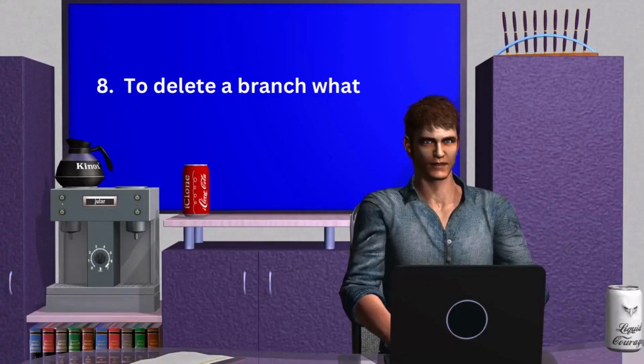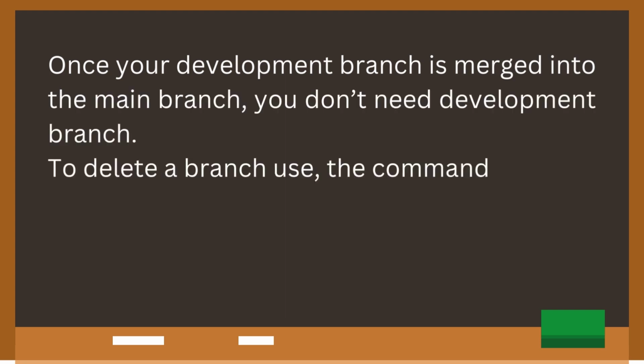8. To delete a branch, what is the command that is used? Once your development branch is merged into the main branch, you don't need the development branch. To delete a branch, use the command git branch -d head.